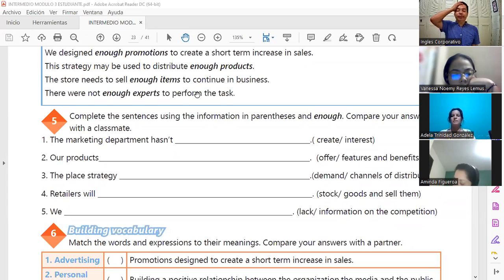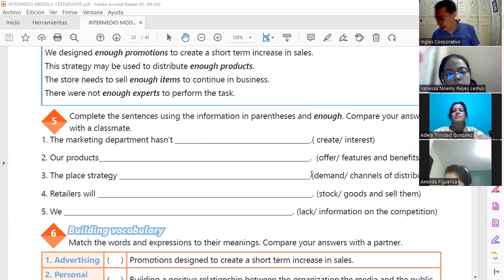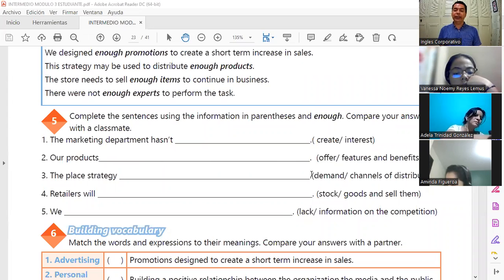Number three. Okay. The place strategy demanded enough channels of distribution. Okie dokie. Well, I'll repeat, one, two, three, right? The marketing department hasn't created enough interest. Two, our products offer, right? Enough features and benefits. And number three, the place strategy demands with S, right? Because it's third person singular, enough channels of distribution, right? Enough channels of distribution.